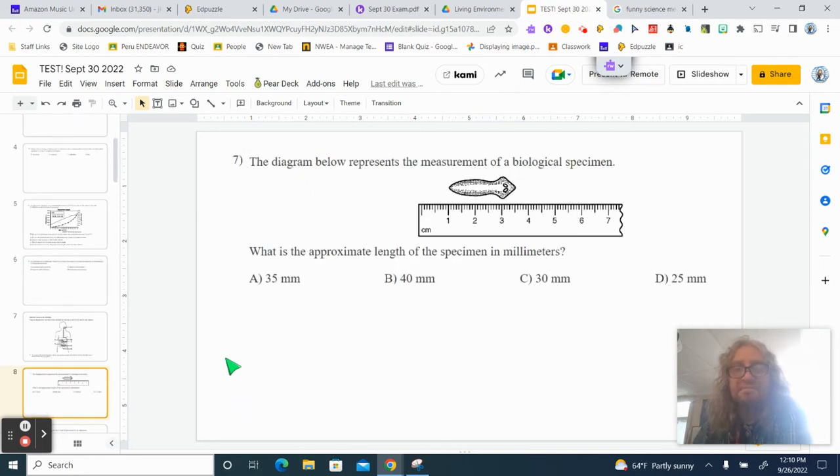Number 7. The diagram below represents the measurement of a biological specimen. What is the approximate length of the specimen in millimeters? Is it A, 35 millimeters, B, 40 millimeters, C, 30 millimeters, or D, 25 millimeters?